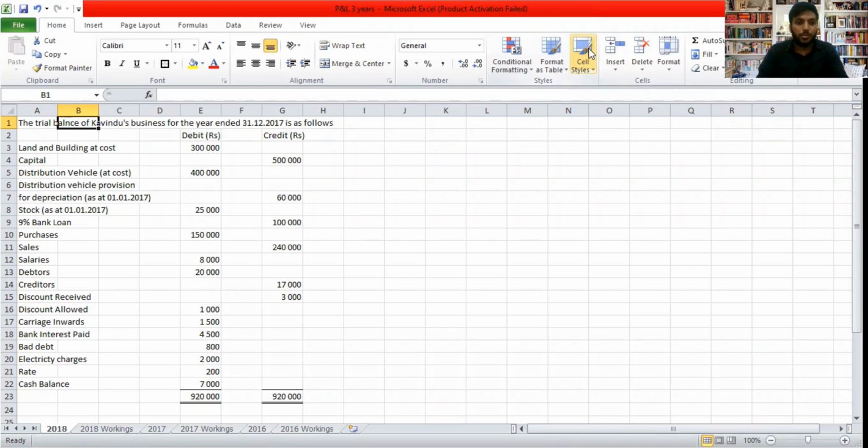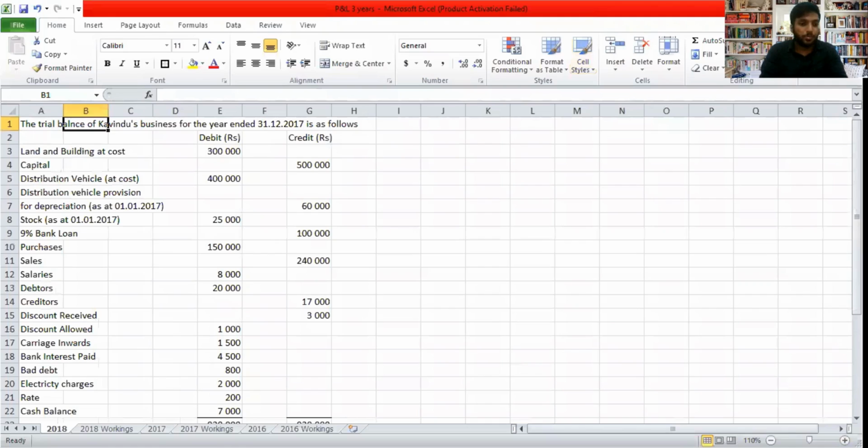Let's start with the trial balance of Kavindu's business for 2018. I hope you can see the trial balance of Kavindu here. So it says the land and building at cost. First of all, you need to know the trial balance details. Then after that, you can go to the requirement and see what they have requested.